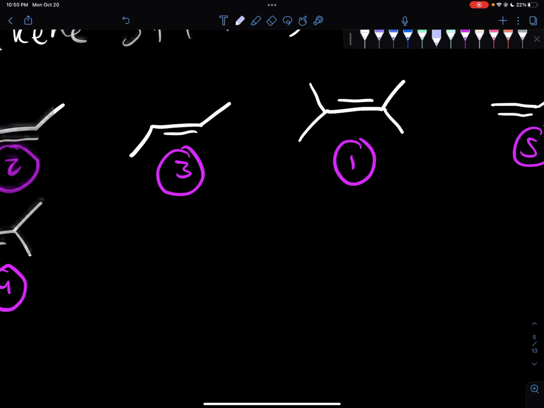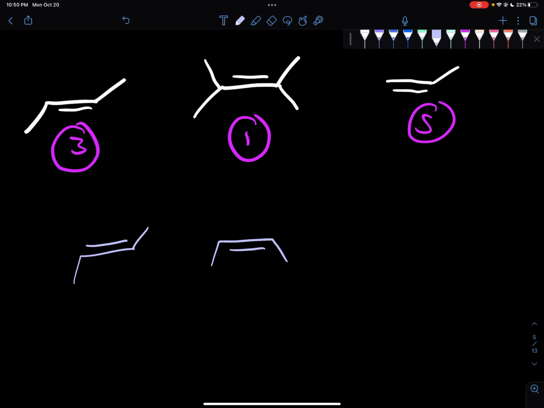One more thing to remember is that these are diastereomers. These are diastereomers of each other. But once you do this, this is not a diastereomer. Okay, this is constitutional isomer.